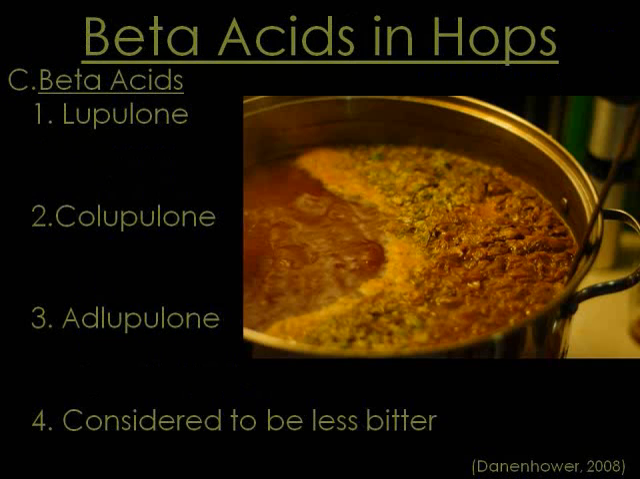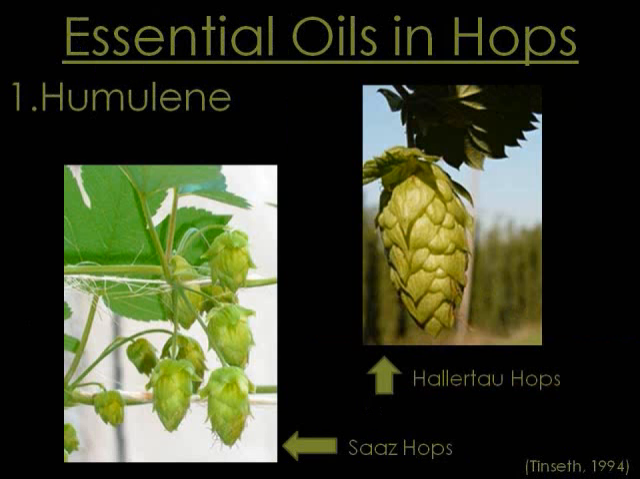Beta acids consist of lupulon, colupulon, and adlupulon. They are normally not considered separate components from one another. They are not as bitter as the alpha acids, but are still very important in the bitterness of the beer. Beta acids undergo oxidation rather than isomerization.